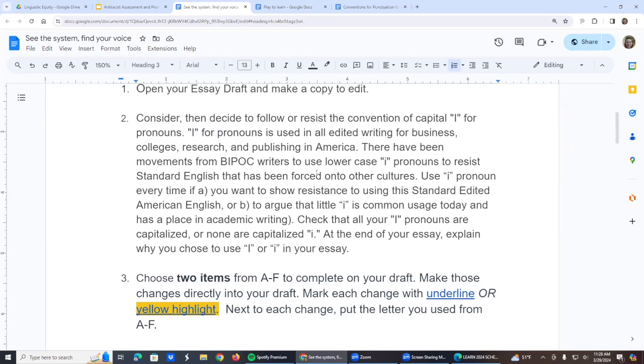So I just want them to be aware. Sometimes they're just typing without really looking at what they're writing. Make a decision. Do you want to make all your I's big and why? Or do you want to make all your personal pronouns lowercase and then just say why you're making that choice? So just to get their awareness.